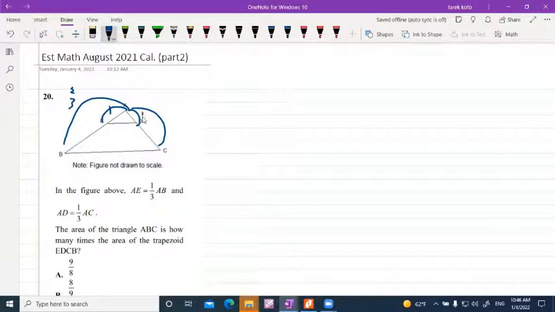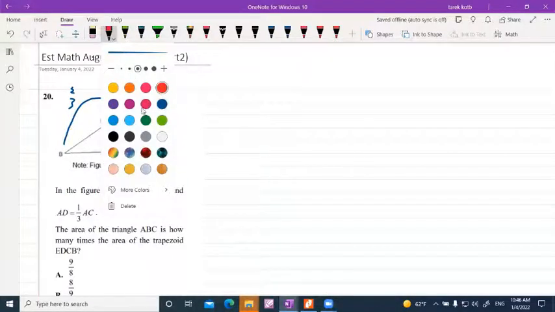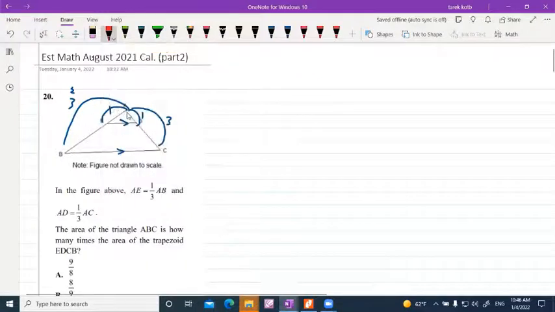That means that these two triangles are similar and these two lines are parallel. If you draw a perpendicular from A, you will get the heights. Also the height will be 1/3. The height of the small triangle is 1/3 the height of the big triangle, because it's the same ratio.